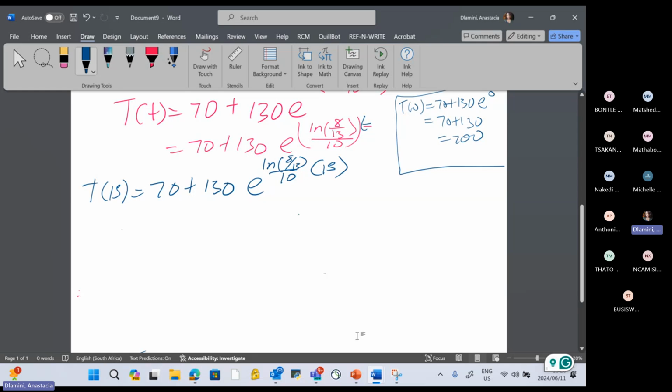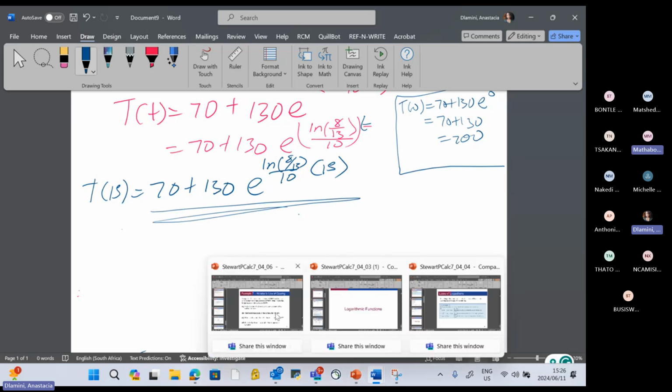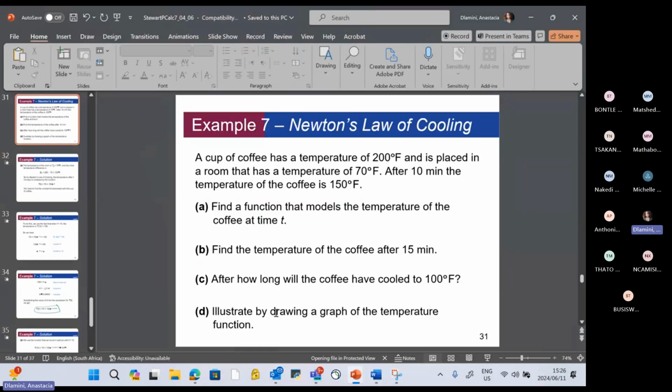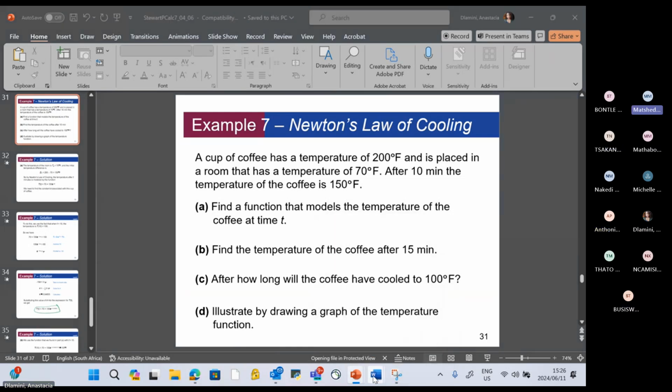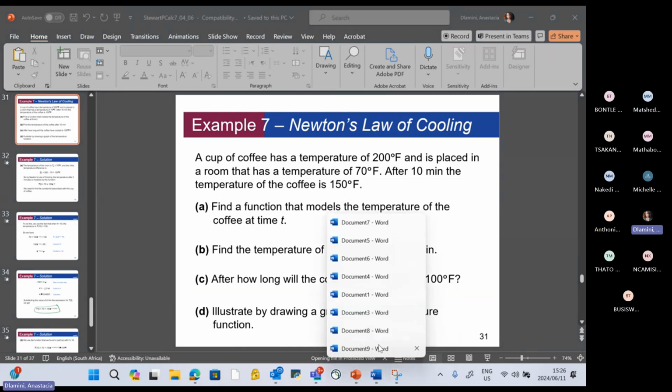But because we're not using calculators, I want you to come up to this point in the exam and be able to understand up to that point. Now they say, after how long will the coffee cool to 100 degrees Celsius? So now they want to find time. Are we together? Yes, ma'am. Meaning that they want us to find T.